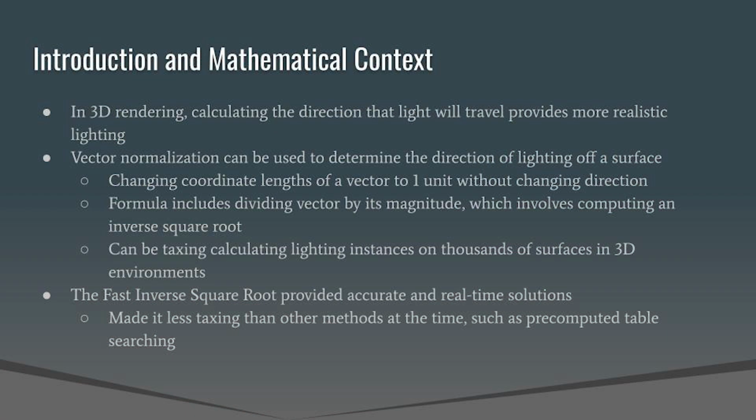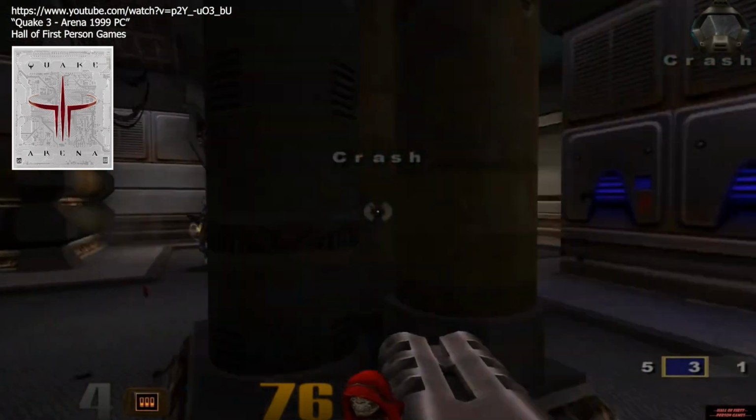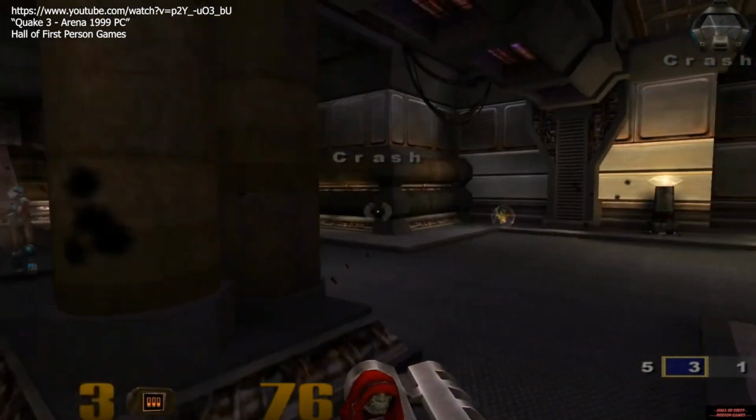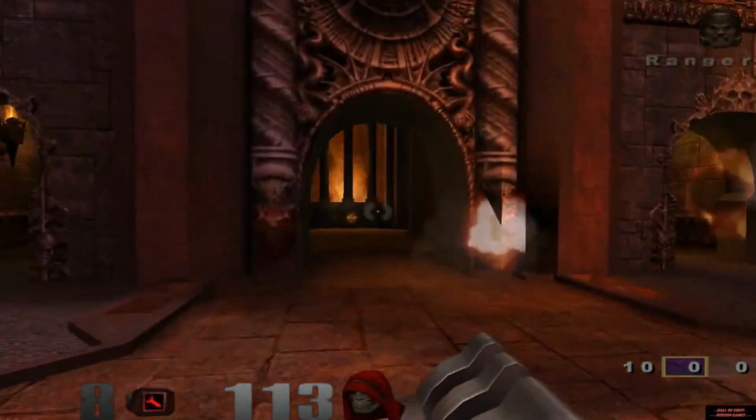The fast inverse square root algorithm provided accurate, real-time solutions while also providing a more responsive and visually smooth experience in rendered environments. It calculates the inverse square root of a number with minimal memory overhead because the algorithm requires fewer operations than rudimentary techniques. The fast inverse square root algorithm efficiently calculates the inverse of the square root of some number. It is known for its use in the code for the game Quake III Arena, as it was 4 times more efficient at finding an accurate solution than other methods of the time, with less than a 1% margin of error.